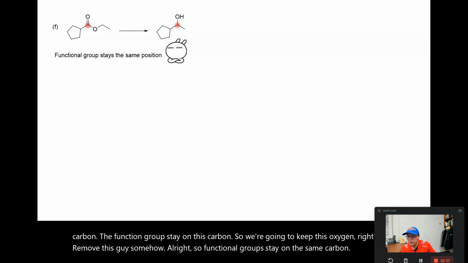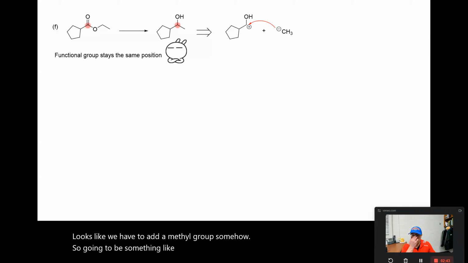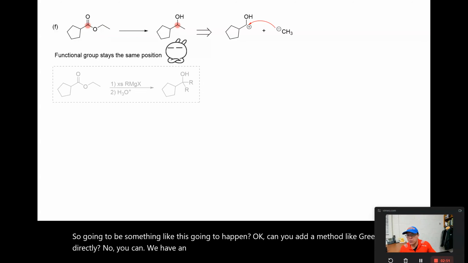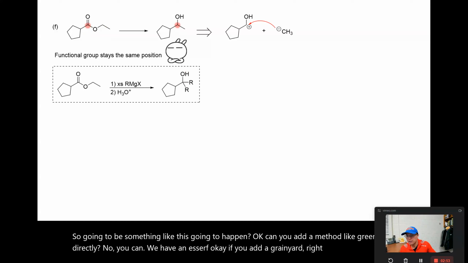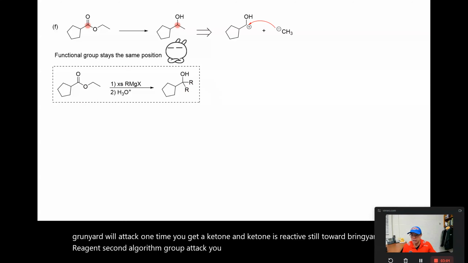Looks like we have to add a methyl group somehow. So it's going to be something like this. This is going to happen. Can you add a methyl Grignard directly? No, you can't. We have an ester. If you add a Grignard right away to an ester, the Grignard will attack one time. You get a ketone, and the ketone is still reactive toward the Grignard reagent. A second alkyl group attacks, and you get 2 alkyl groups on it. So no, you cannot use a Grignard reagent.